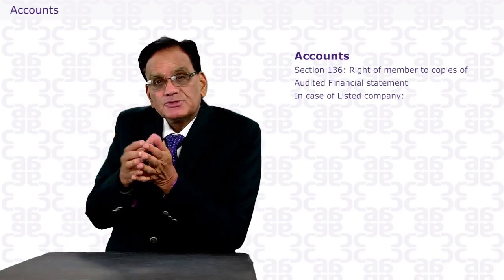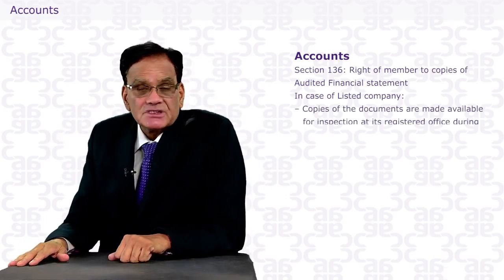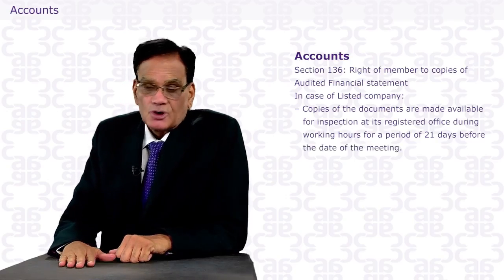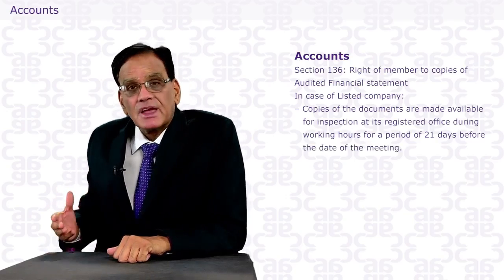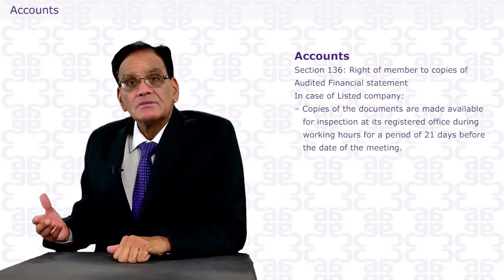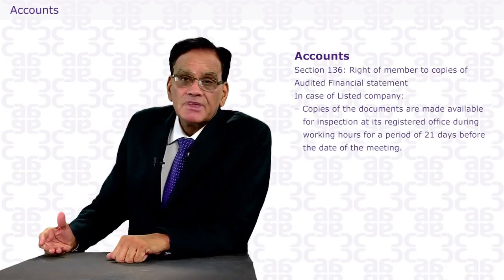Number two, suppose you are a listed company. Then what do you have to do? If you are a listed company, then you can do two things. You can keep all the records for inspection at the registered office of the company. All these records that you have to send, you can keep at the registered office. Why? For inspection, during the working hours.